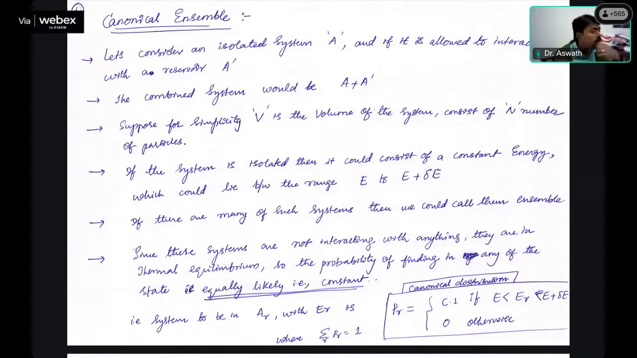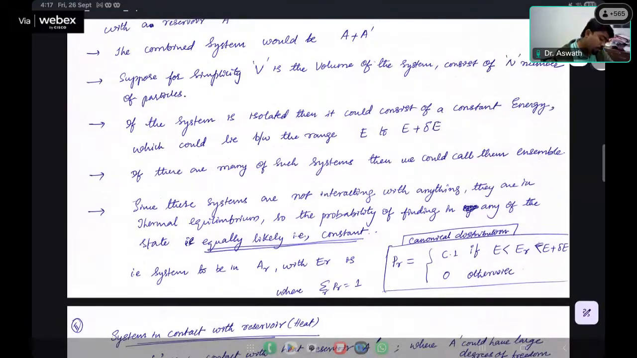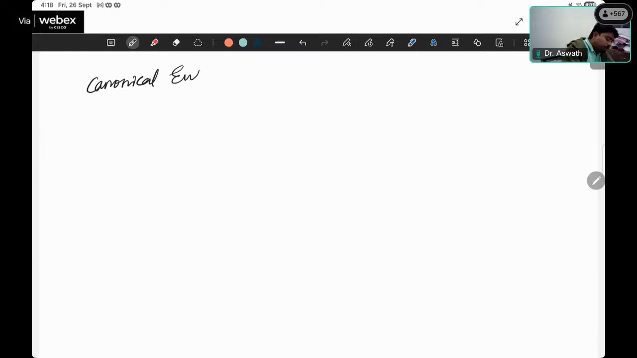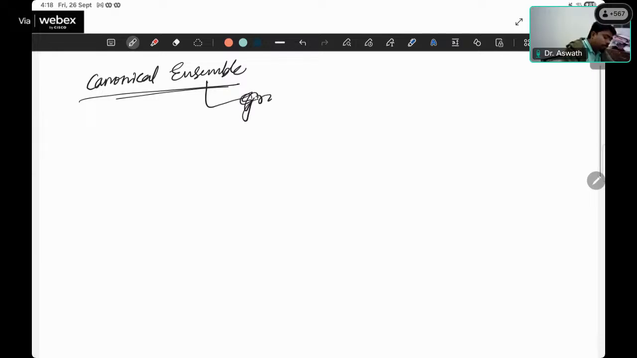Right. So, canonical ensemble. Let me start my notes so that we will have a better understanding with an explanation. Canonical ensemble. The name sounds very fancy, but an ensemble is a group of systems. Very simple.